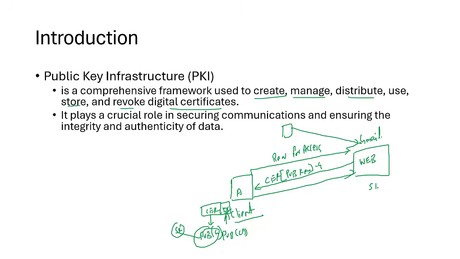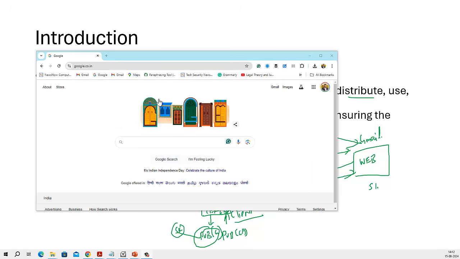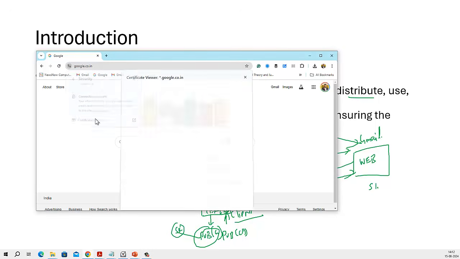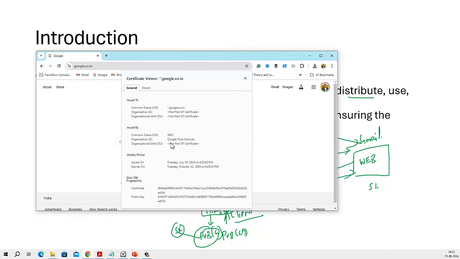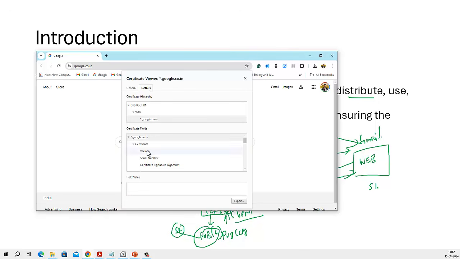So let me explain with the diagram. Here you can see, if I go to connection secure, certificate is valid. Here you can see the certificate. Common name is WR2. I go to details. Now here you can see the version is 3, serial number, certificate signature. Normally we generate a hash, and here they use SHA. The issuer is Google Trust. Okay, so 37, not after.